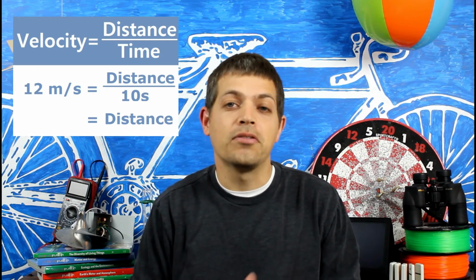Those of you that need to look at the equation, right, what we need to do is cross multiply, right? Our distance is going to be x. So we end up with 12 times 10 equals x, or d for distance, and we end up with the same answer, 120 meters.